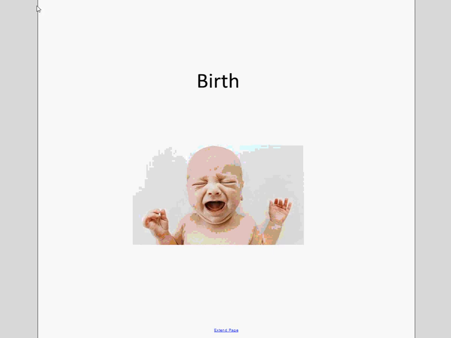A couple of hormones associated with birth. One of those hormones is called oxytocin. Oxytocin is a hormone released that causes the uterus to contract. It helps to expel the baby through the birth canal, and that's what causes a lot of the pain associated with childbirth, that whole uterus contracting.